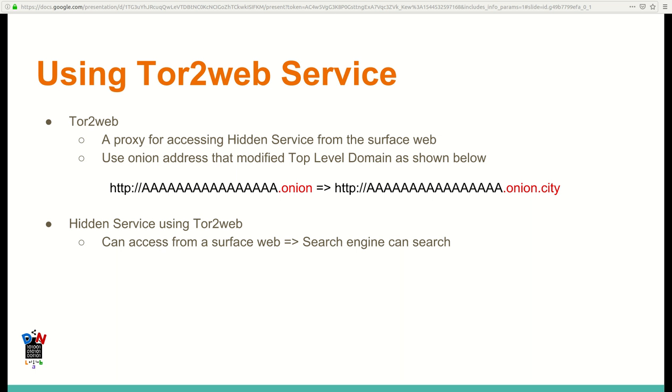We paid attention to a service called Tor to Web. Tor to Web is a proxy service for accessing hidden service on the surface web. Some hidden services use this service to enable access even if you do not use Tor. They use a modified onion address that transforms the top-level domain from the onion address. For example, .onion changes to .onion.city. Hidden service using Tor to Web can be accessed from the search engine. In other words, we will be able to discover hidden service from the surface web search engines.